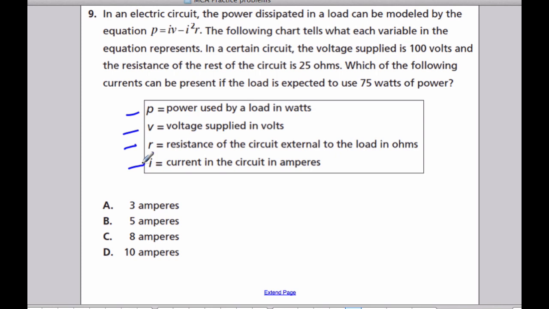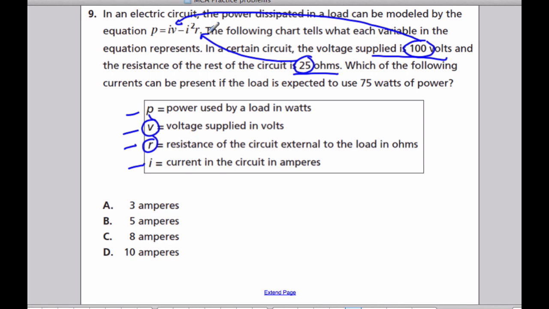First number I see, the voltage supplied is 100 volts. Volts is V. So I'm going to say, all right, well then this 100 must go in for V. Then I read on, the resistance of the rest of the circuit is 25 ohms. All right, well, ohms is going to be R, resistance of the circuit external to the load in ohms. So this 25 is going to go in wherever we see R.